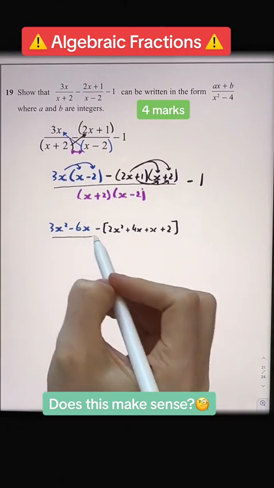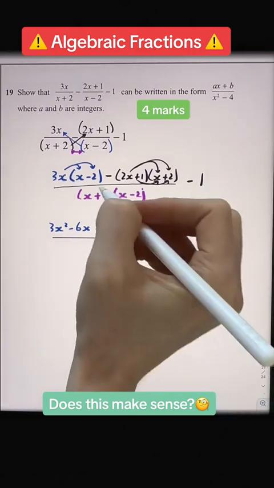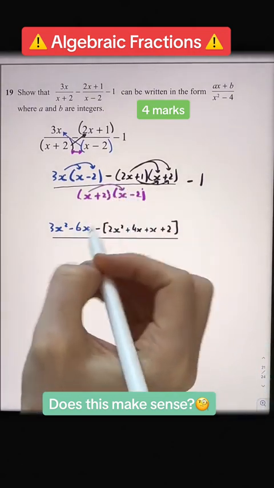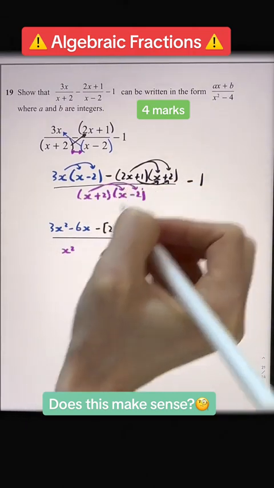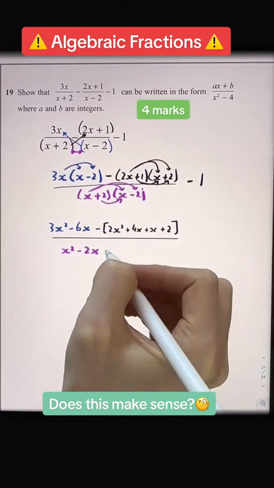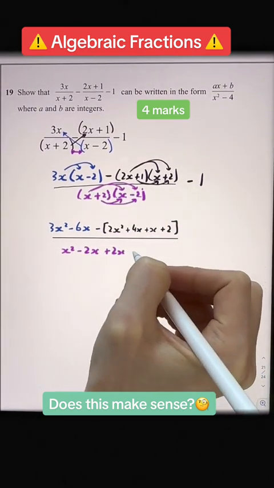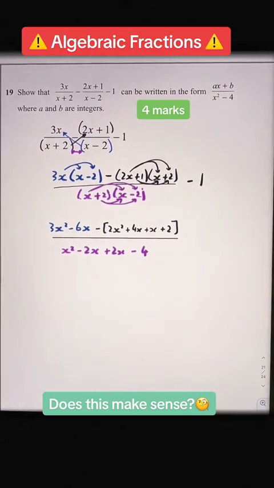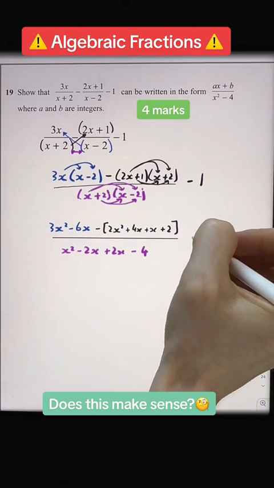And on the bottom, I've got double brackets. So once again, expanding my brackets, x times x will give us x squared. x times negative 2 will give us negative 2x. Positive 2 times x will give us plus 2x. And positive 2 times negative 2 gives us negative 4. And don't forget, I've still got this negative 1 still on the end.